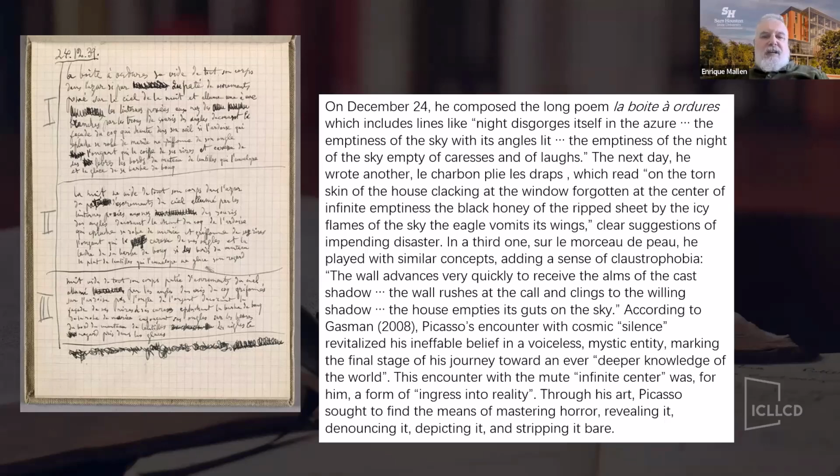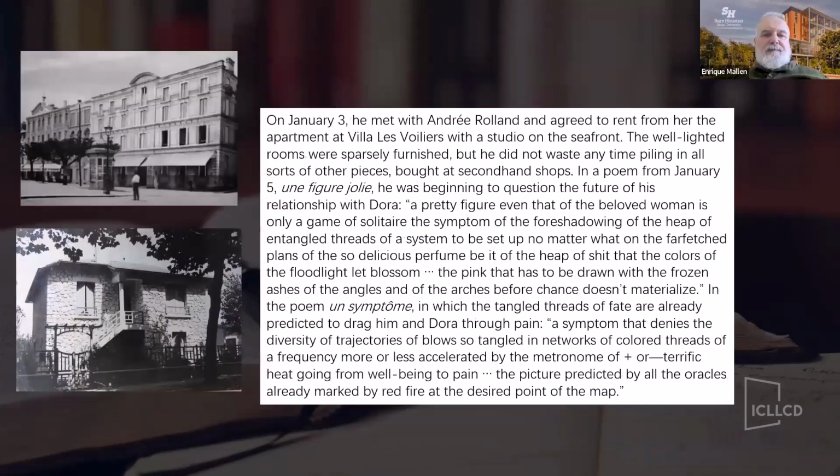According to Gassman, Picasso's encounter with cosmic silence revitalized his ineffable belief in a voiceless mystic entity, marking the final stage of his journey towards an ever deeper knowledge of the world. This encounter with the mute infinite center was for him a form of ingress into reality. Through his art, Picasso sought to find the means of mastering horror, revealing it, denouncing it, depicting it, and stripping it bare.